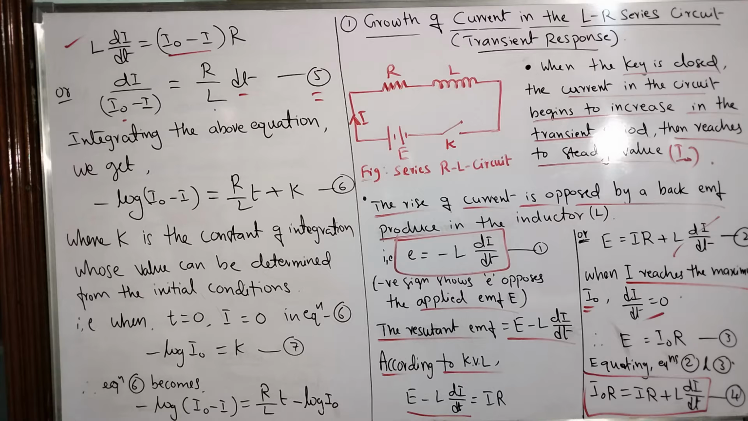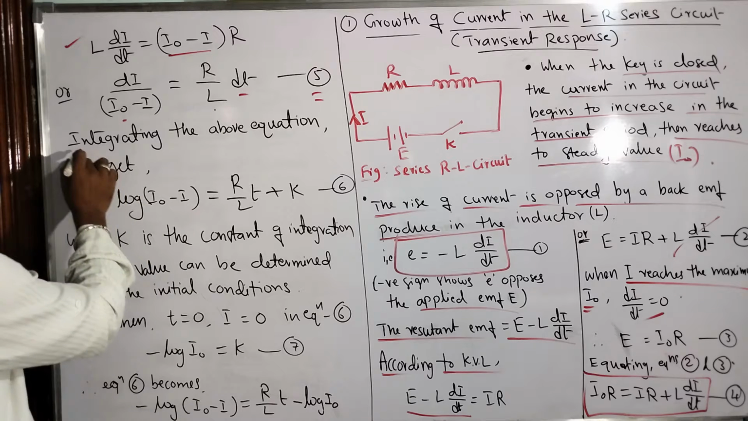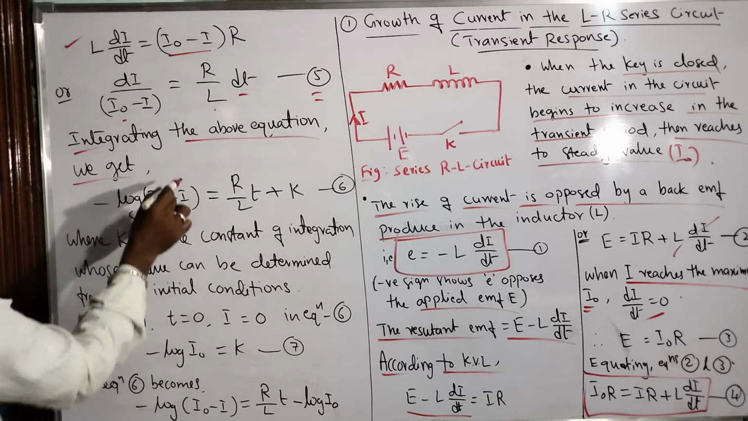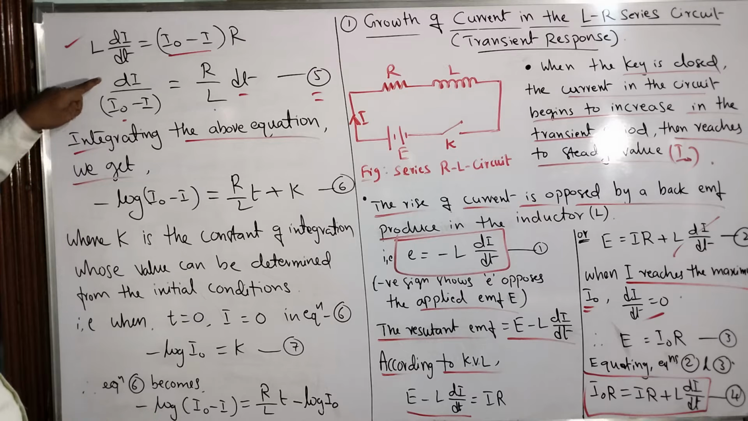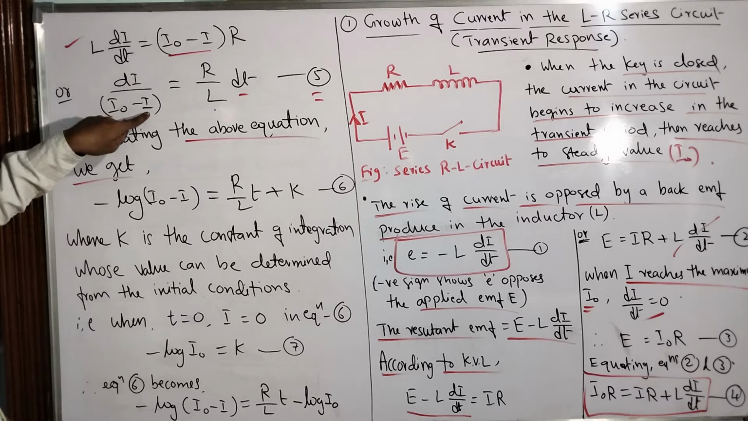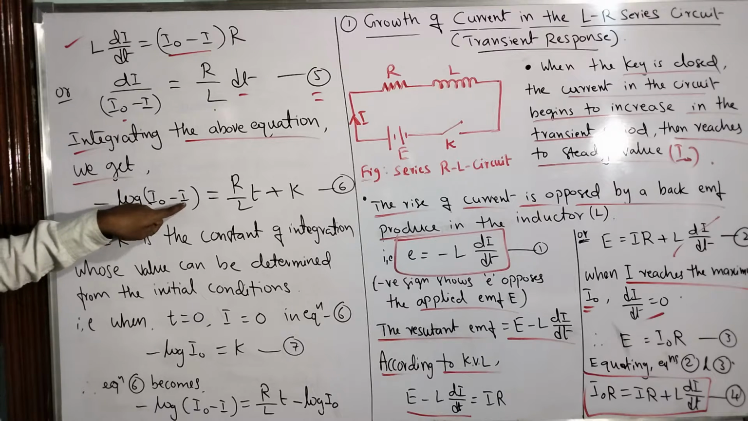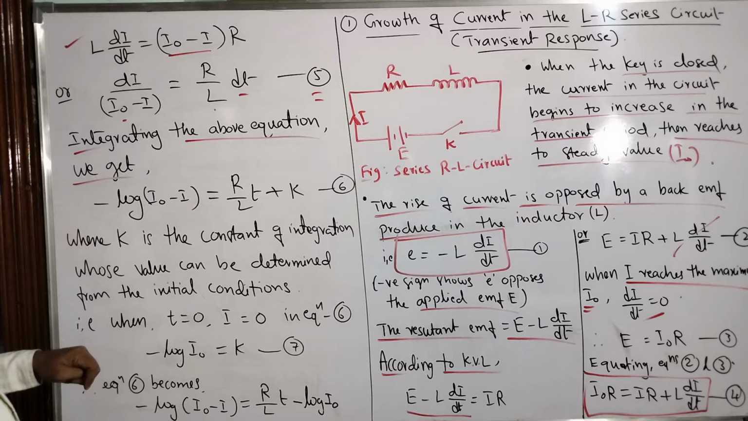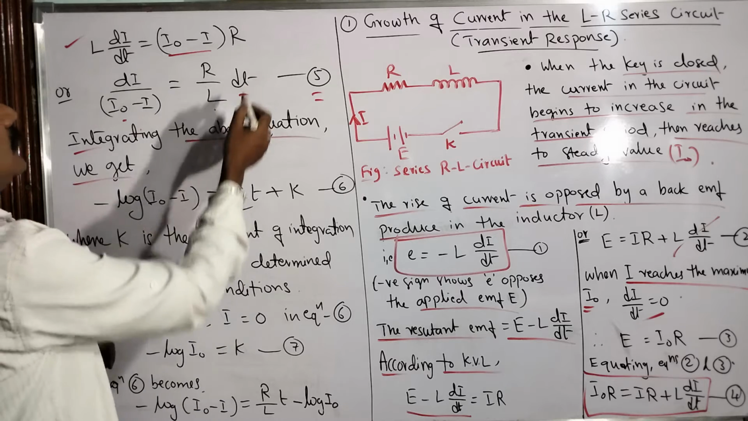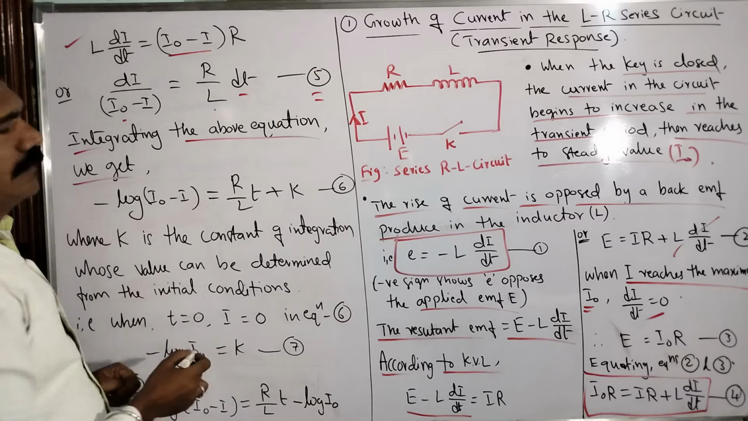Now you can integrate easily. Integrating the above equation, what do we get here? Di by I naught minus I, we are integrating with respect to I. I naught is constant, it is the maximum. The minus sign is there for I, so after integrating the left hand side we get minus log of the denominator, I naught minus I. Similarly, after integrating the right hand side, you will get R by L into t.